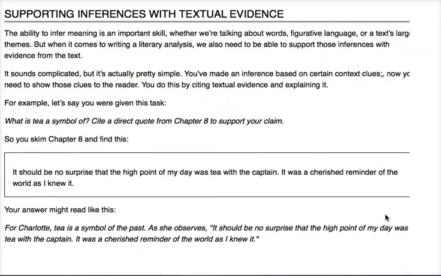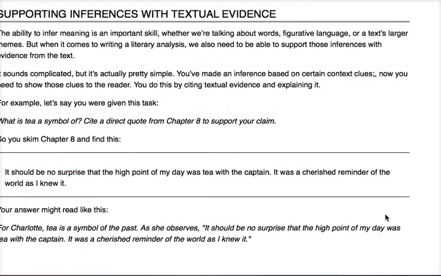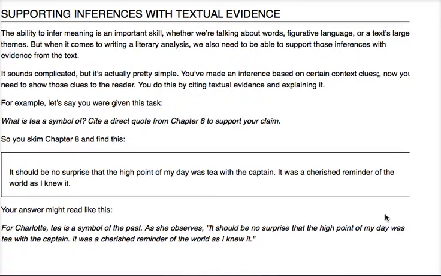It sounds complicated, but it's actually pretty simple. You've made an inference based on certain context clues. Now you need to show those clues to the reader. You do this by citing textual evidence and explaining this. For example, let's say you were given this task. Okay, this might be your question at the end of your lesson. What is tea a symbol of? Cite a direct quote from Chapter 8 to support your claim.